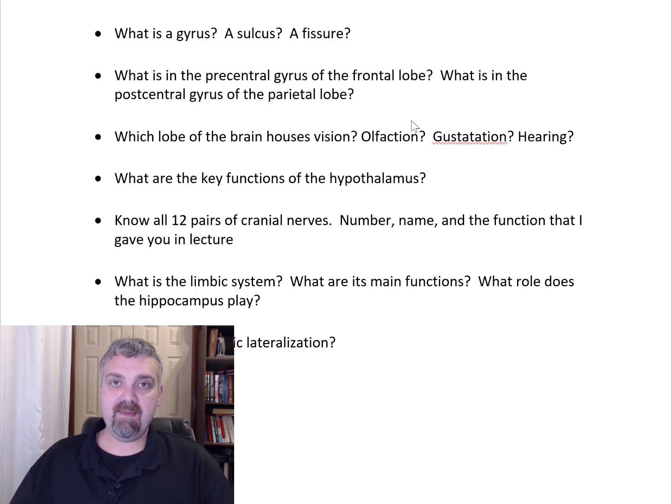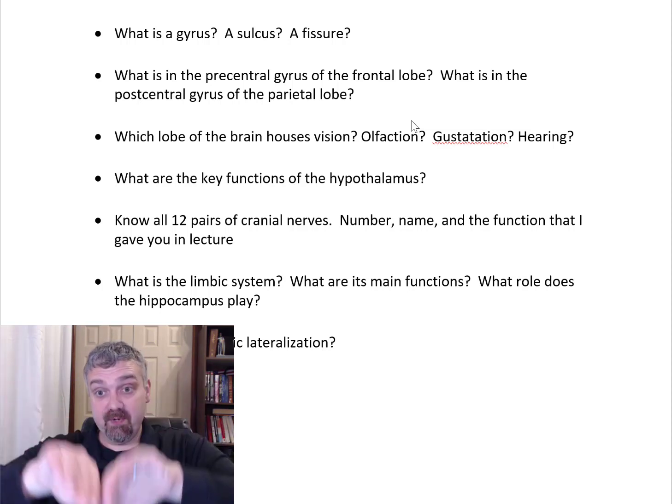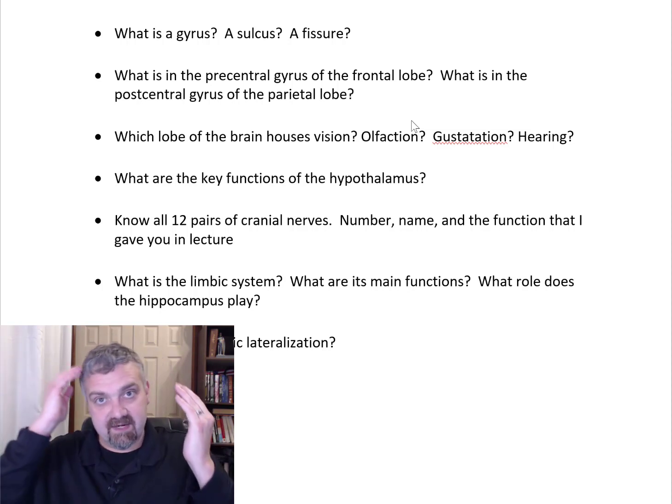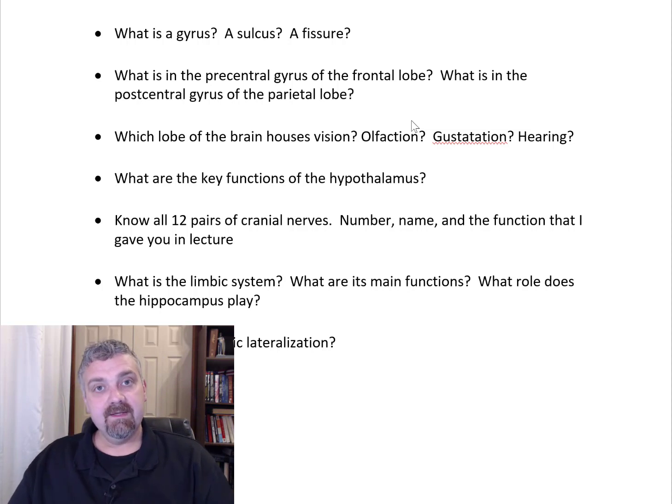The only one that you're going to have to worry about in my class is the longitudinal fissure. There's a deep groove that separates the left and right cerebral hemispheres. So gyrus is a hill, sulcus is a valley, a fissure is a deep groove, and that longitudinal fissure in the middle is the key one.